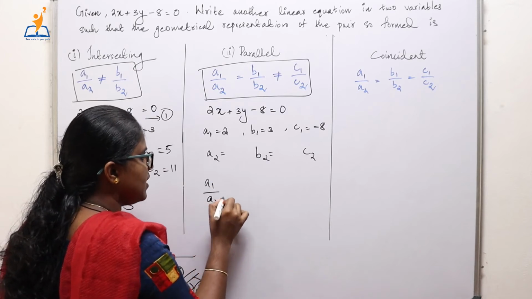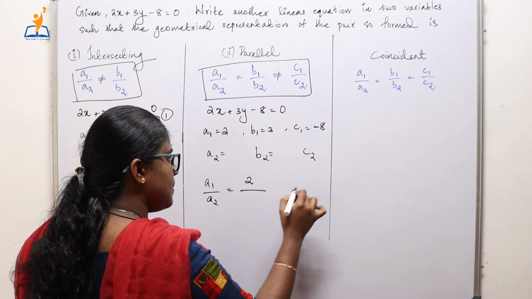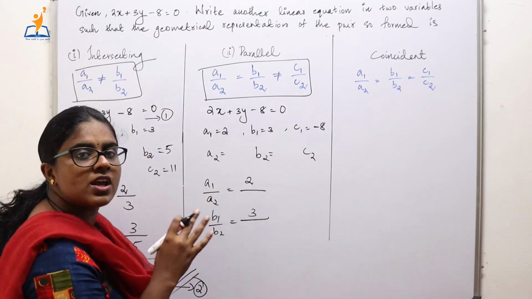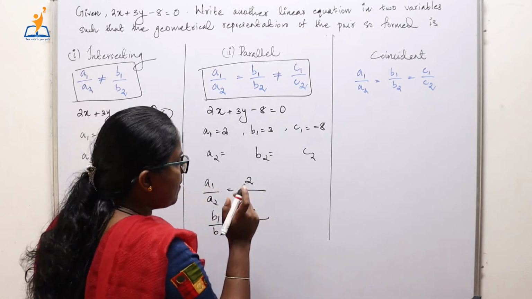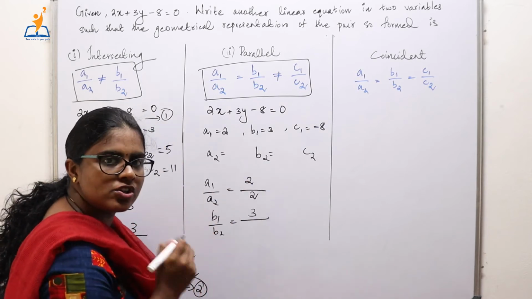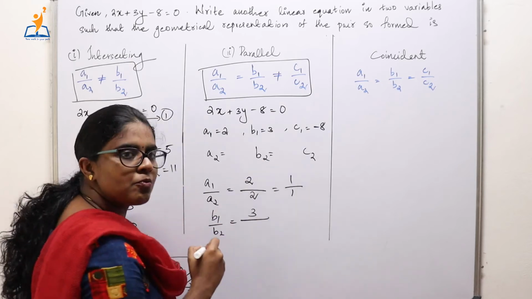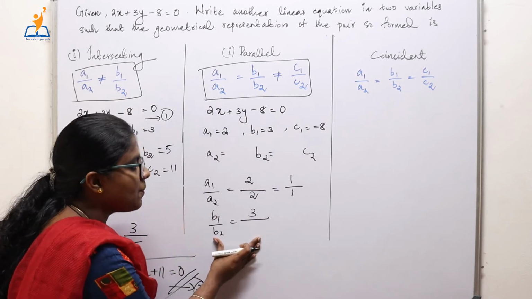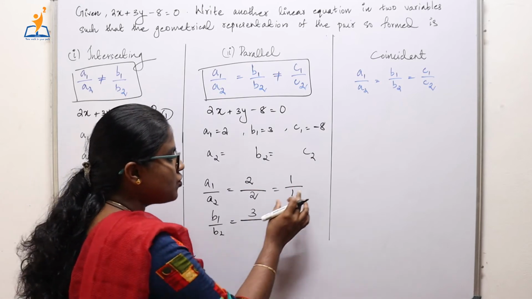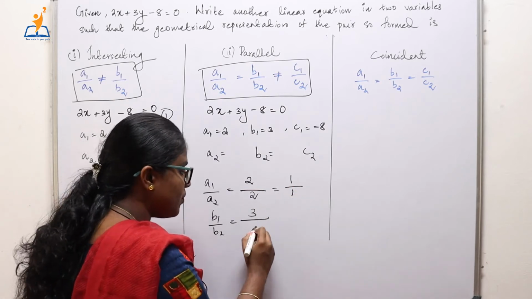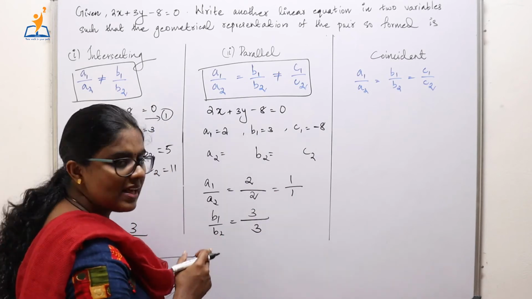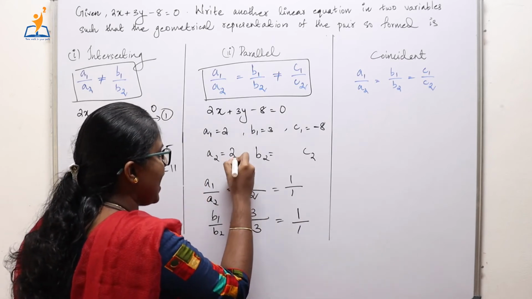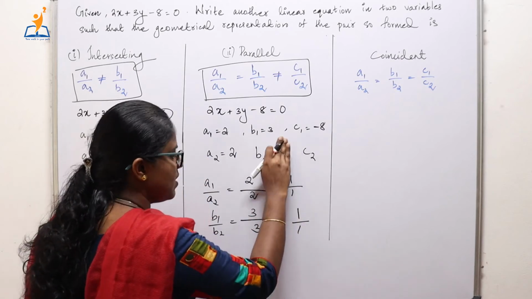Now a1 by a2 will look like this, 2 by something, and b1 by b2 will look like this, that is 3 by something. These two ratios should be equal. So I am going to take 2 by 2, which means the ratio will become 1 by 1 in the simplest form. Now it is necessary for me to make this b1 by b2 equal to a1 by a2. To make this ratio 1, I have to put the denominator here as 3, that is b2 as 3, and in the simplest form this will become 1 by 1. So here I chose a2 as 2 and b2 as 3.